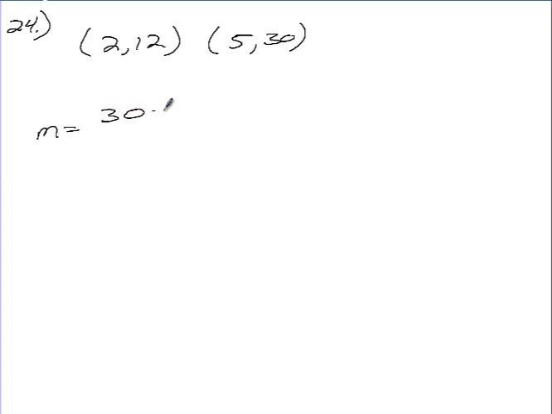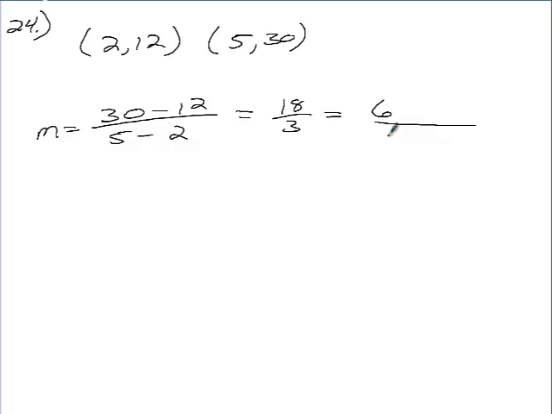Yep, the only thing that's different about this one is that you do have to include units at the end. So we do the calculation and then we'll add the units in. Okay, so what's 30 minus 12? 18. 5 minus 2? 18 divided by 3? Okay.